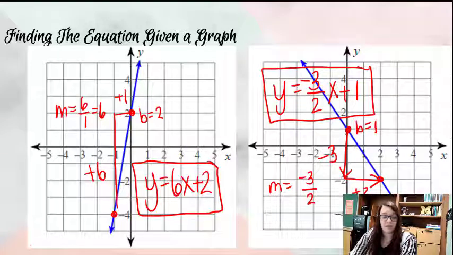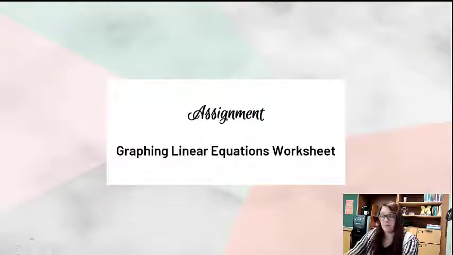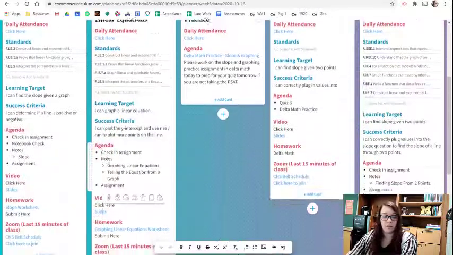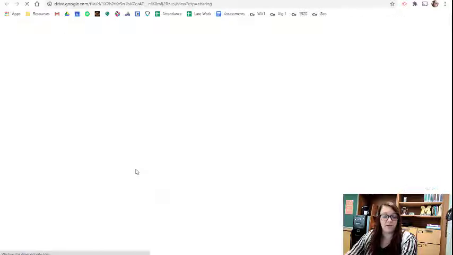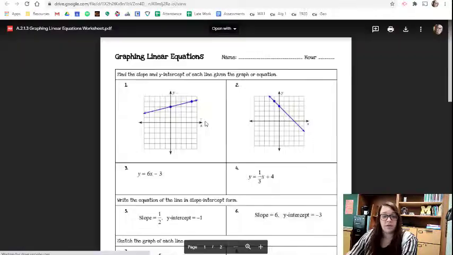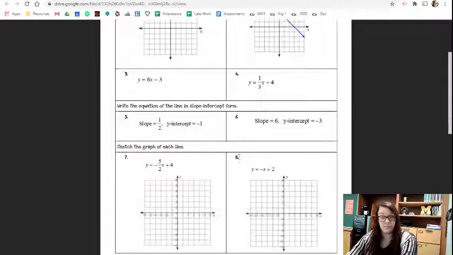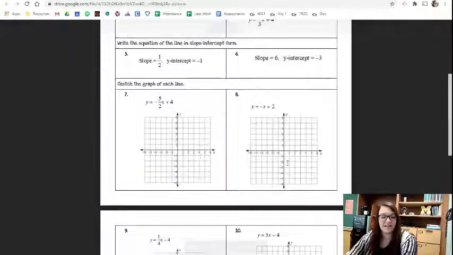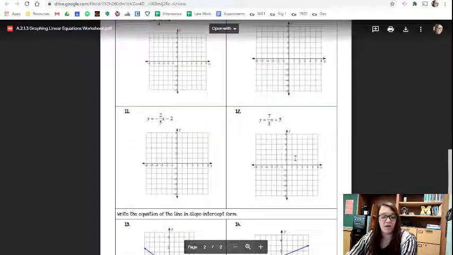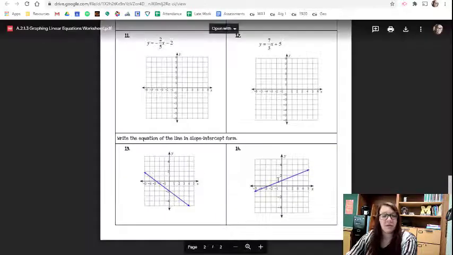All right, you guys have some practice to do for today. Let me show you what that looks like together. Graphing linear equations worksheet. If you open this up, you'll see you have 2 where I'd like you to find the slope and y-intercept for each of these lines, as well as equations. And then for numbers 7, 8, 9, 10, 11, 12, you're graphing. 13, 14, I want to know the equation.